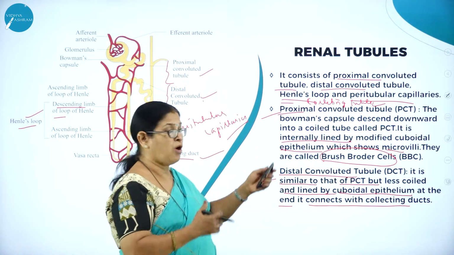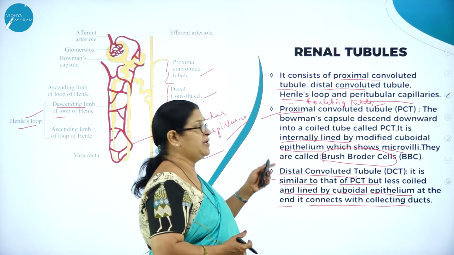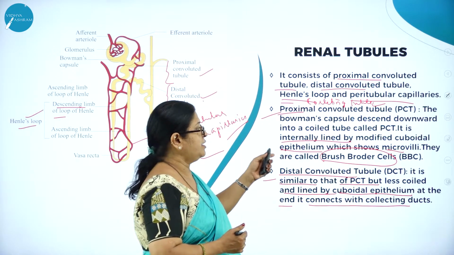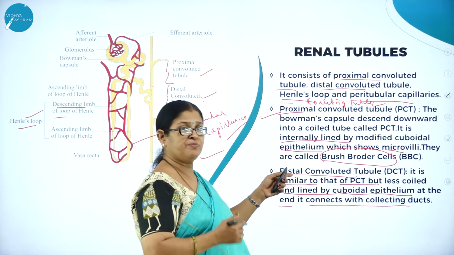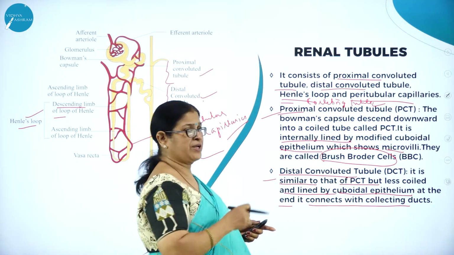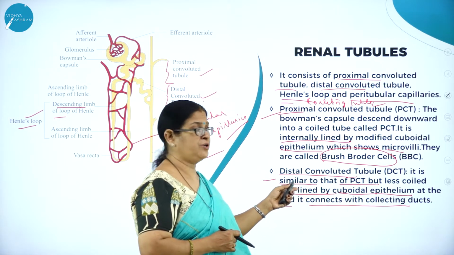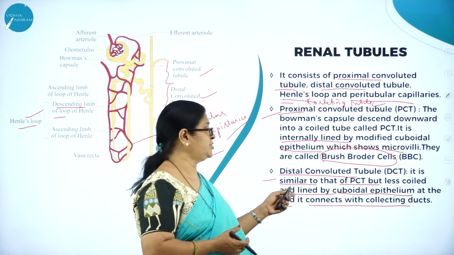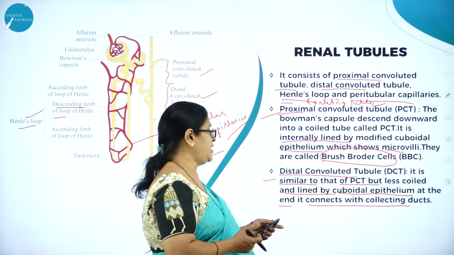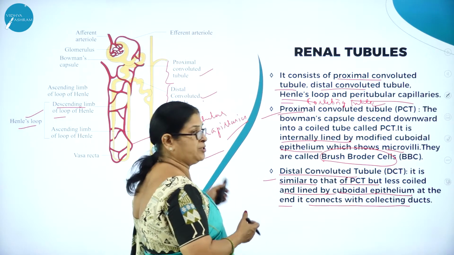Higher into a coiled tube structure called PCT, that is proximal convoluted tubule, and it is internally lined by a modified cuboidal epithelium which shows microvilli, and hence it is also called brush border cells. Then distal convoluted tubule, it is almost similar to PCT but less coiled and lined by cuboidal epithelium. At the end it connects with the collecting tubule.